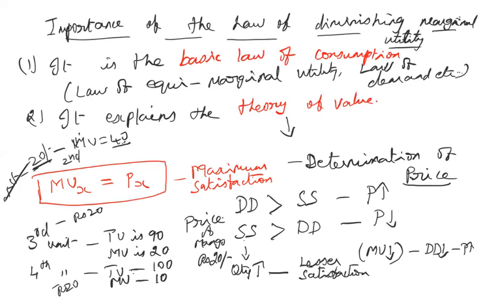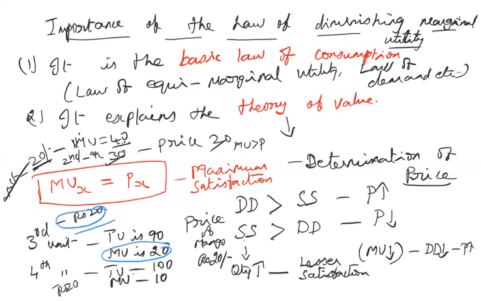For the second unit, when he consumes, the marginal utility is decreasing to 30, but the price happens to be still 20 only. So here also it is okay. The price is 20, but the satisfaction is more. So here also the marginal utility is greater than the price. But when he consumes the third unit, the marginal utility is also 20. The price of the commodity is also 20. So at this point of time, what is happening here?